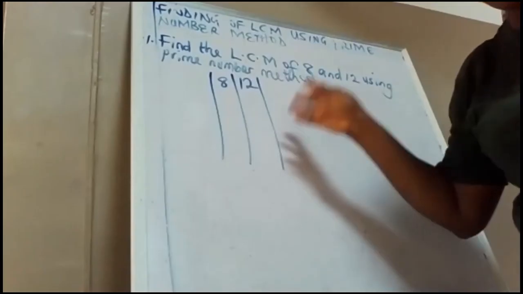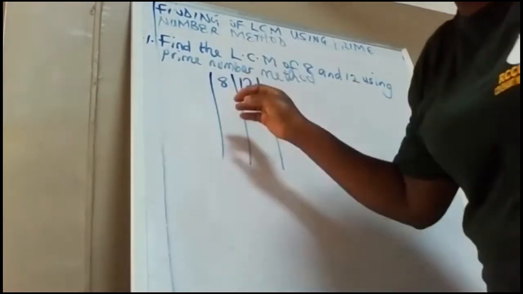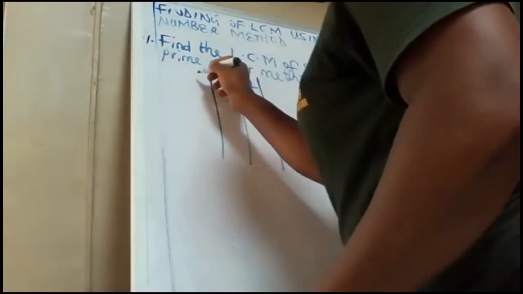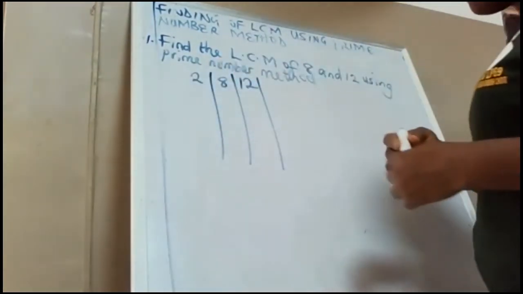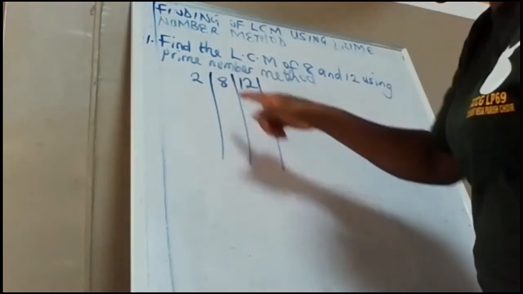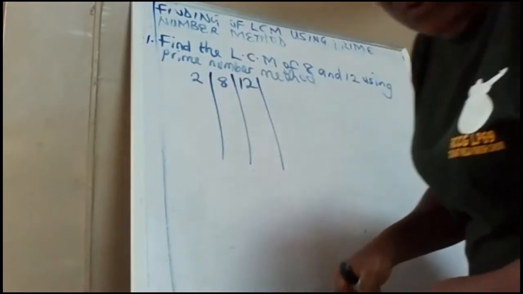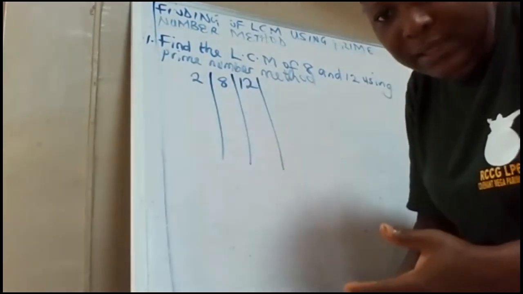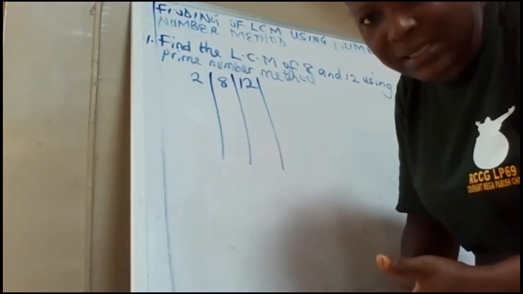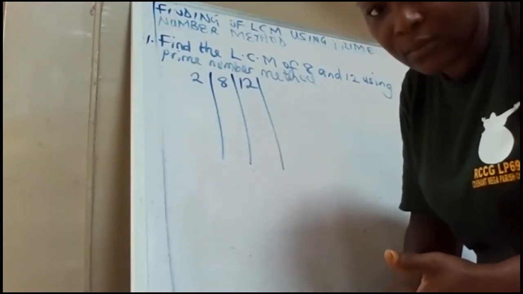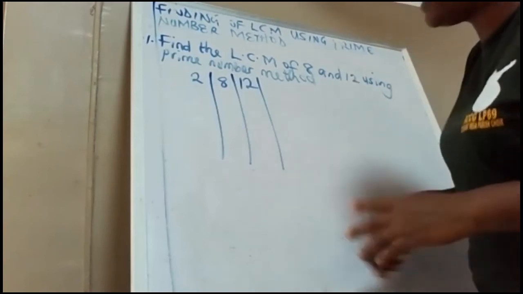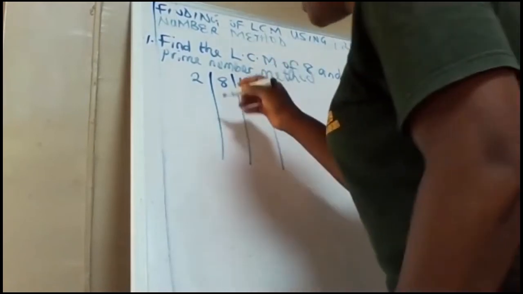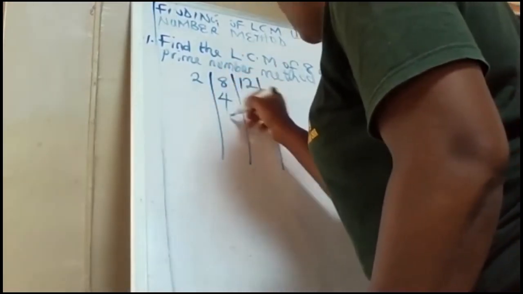You put the first prime number. You check if the first prime number can divide the given numbers. The first prime number is 2. How many times will you see 2 in 8? How do we get that? I will say 2 times 1, 2. 2 times 2, 4. 2 times 3, 6. 2 times 4, 8. How many times did I multiply my 2? 4 times to get 8. I will see 2 in 8, 4 times.